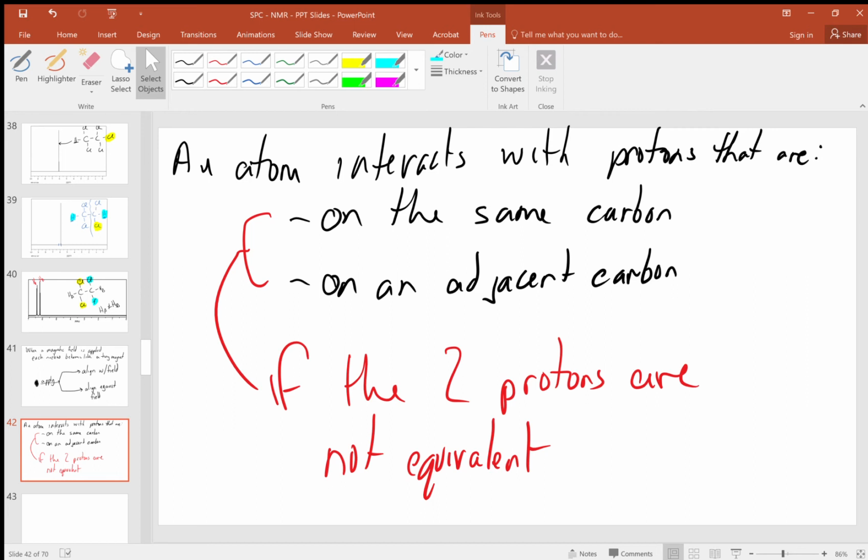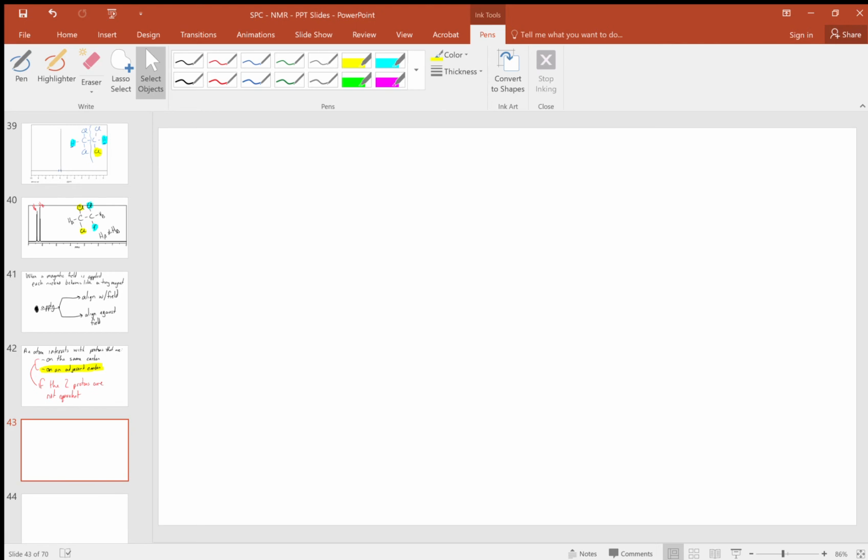Later on in this course, when we discuss stereochemistry, we will learn about examples of two hydrogens that are on the same carbon that are not equivalent to each other. But today we haven't done that yet. So we're just going to concern ourselves with this one on an adjacent carbon. So what we mean by that, these two protons would be considered adjacent to each other.